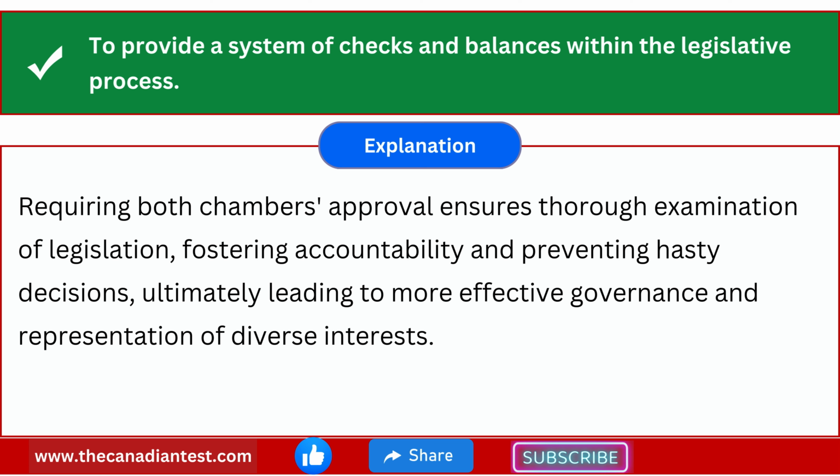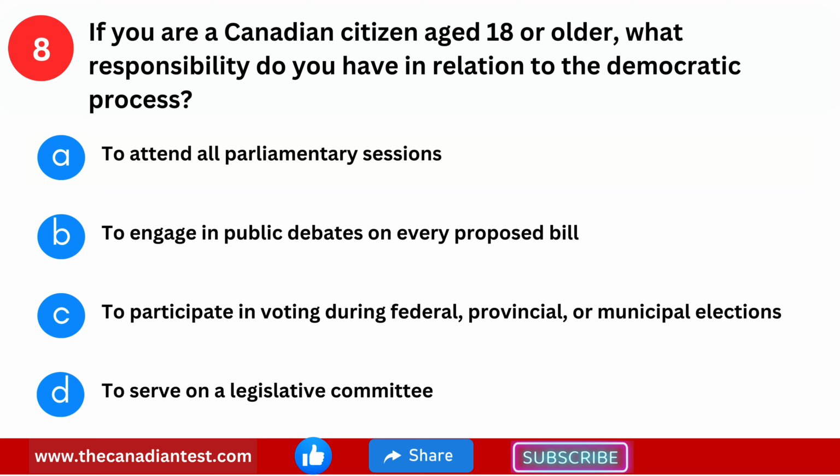If you are a Canadian citizen aged 18 or older, what responsibility do you have in relation to the democratic process? Option A, to attend all parliamentary sessions. Option B, to engage in public debates on every proposed bill. Option C, to participate in voting during federal, provincial, or municipal elections. Option D, to serve on a legislative committee.